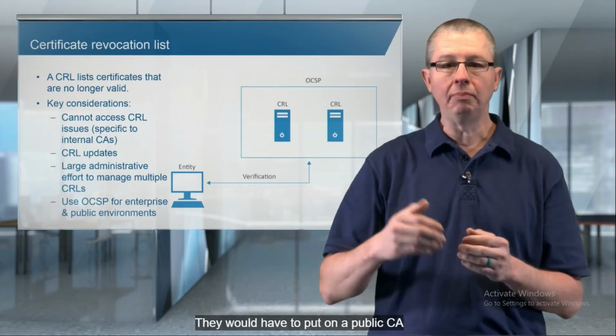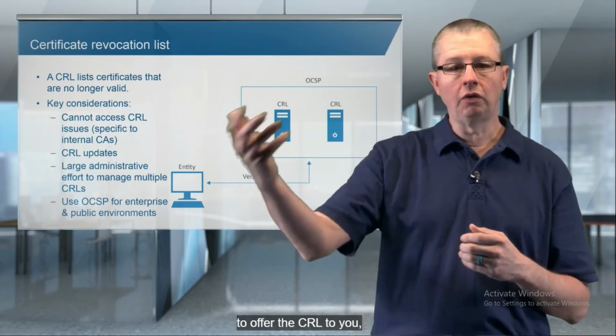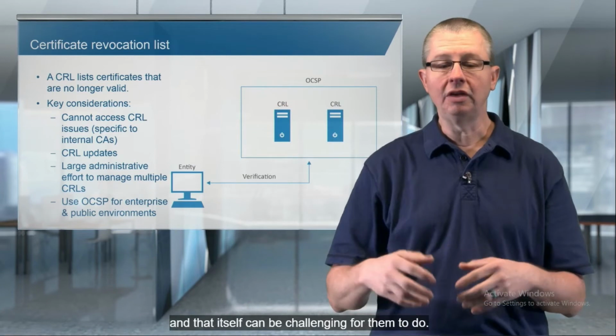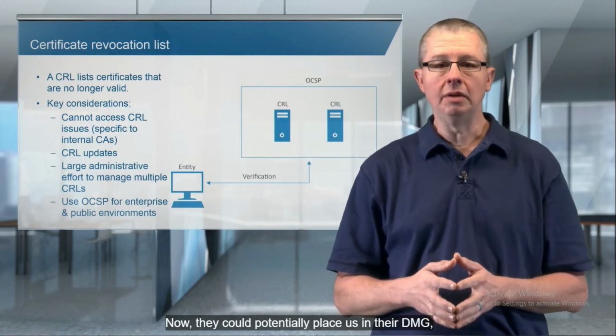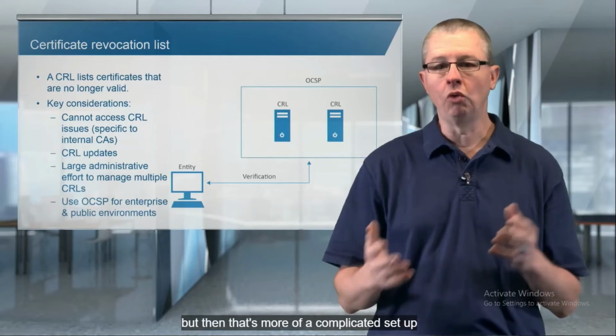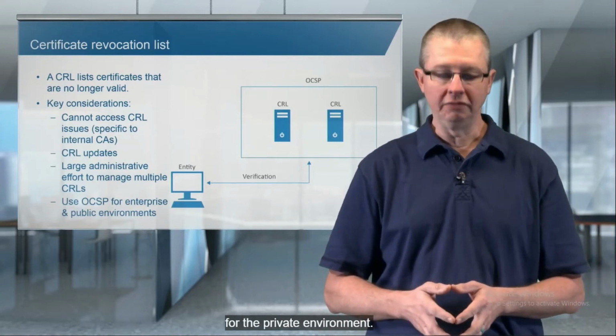They would have to put on a public CA to offer the CRL to you, and that itself can be challenging for them to do. Now, they could potentially place this in their DMZ, making it a little bit easier to access, but then that's more of a complicated setup for the private environment.